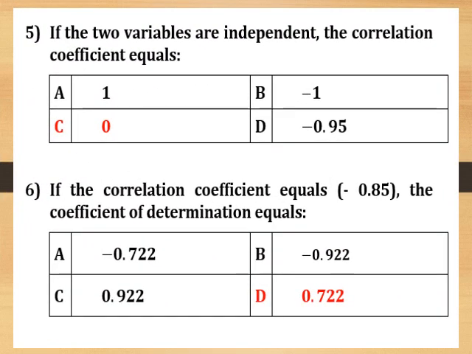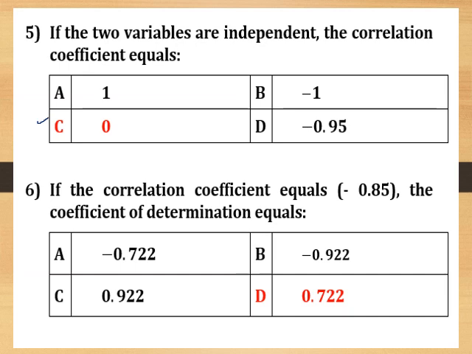Number 5, if the two variables are independent, then the correlation coefficient equals 0. If the correlation coefficient equals 0, then there is no correlation between the two variables, or the variables are independent.